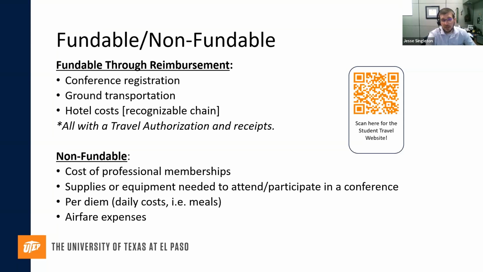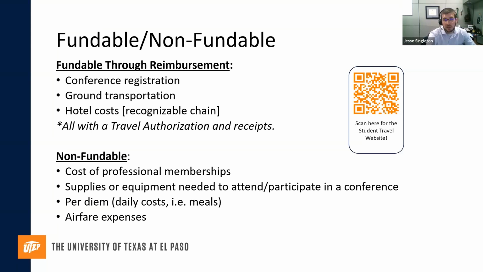And we are not able to cover per diem through the travel grant. And so if you do attend, meals and things like that would be at your own expense or with another source of funding outside the graduate school. And the last one, this one's a big one, and it may be a bit counterintuitive, but I will explain.